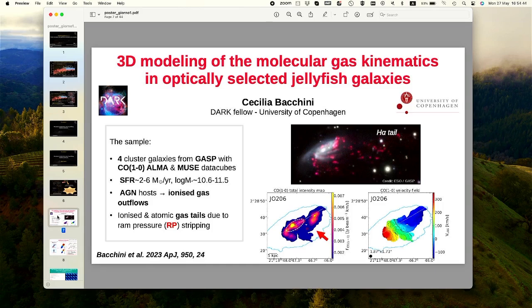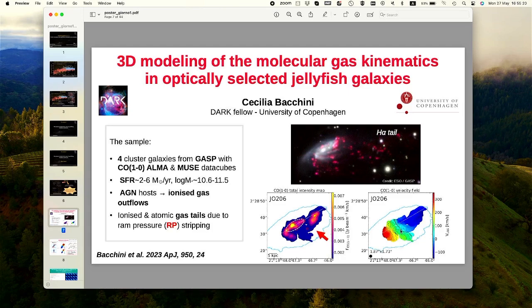These galaxies host AGNs and they show ionized gas outflows. And they also show these beautiful tails of ionized and atomic gas due to ram pressure stripping. From the map of the CO emission, these systems show clearly some disturbed morphology and also signs of compression in other cases, due to the action of ram pressure. And from the velocity field you also see that the kinematics of the molecular gas is very perturbed in these systems.